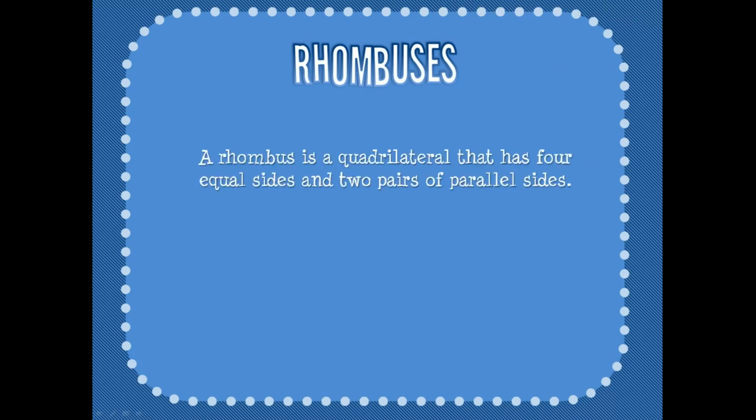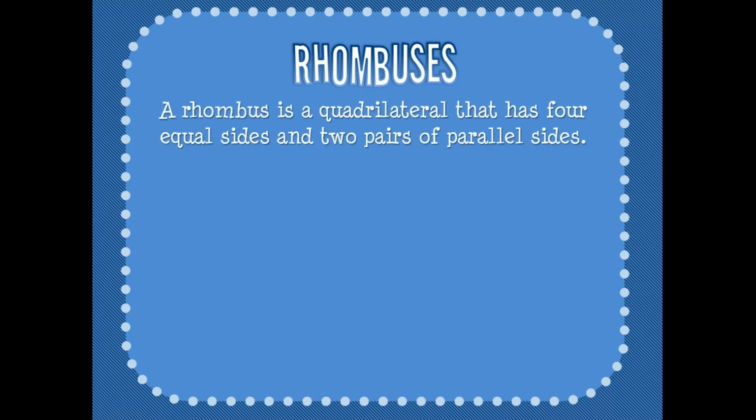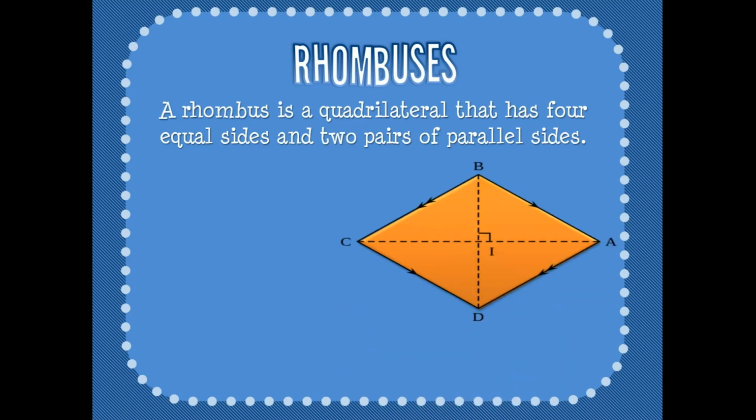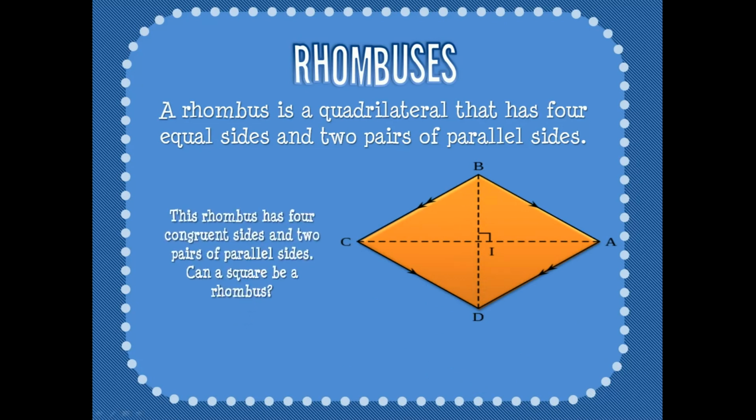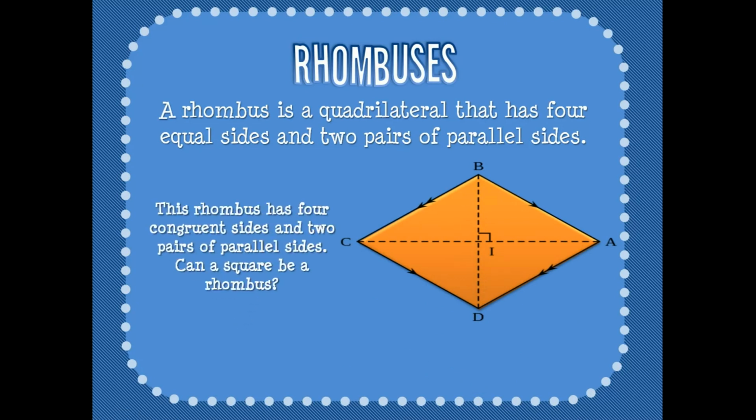Now let us know about rhombus. A rhombus is a quadrilateral that has four equal sides and two pairs of parallel sides. Look at the picture carefully. This rhombus has four congruent sides and two pairs of parallel sides. Are you observing? Can a square be a rhombus? Think about it.